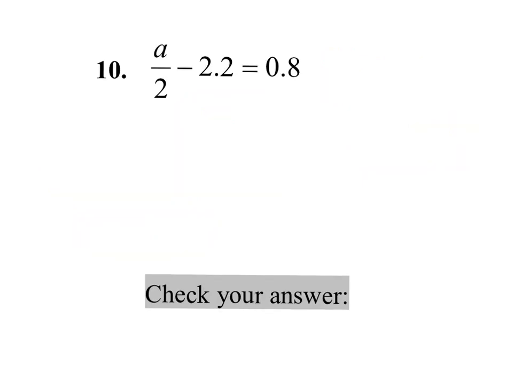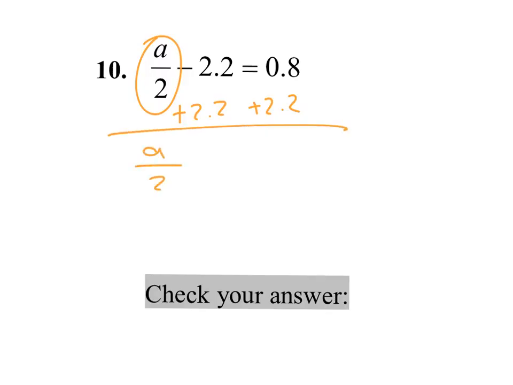Number 10. On number 10, I've got A divided by 2 minus 2.2 equals 0.8. So, like I did before, I'm going to go ahead and circle my number and the variable attached to it, just like that. Now I'm going to get rid of any addition or subtraction. I'm going to get rid of my subtraction by adding 2.2 to both sides. I come up with a new equation of A divided by 2 equals 0.8 plus 2.2 is 3.